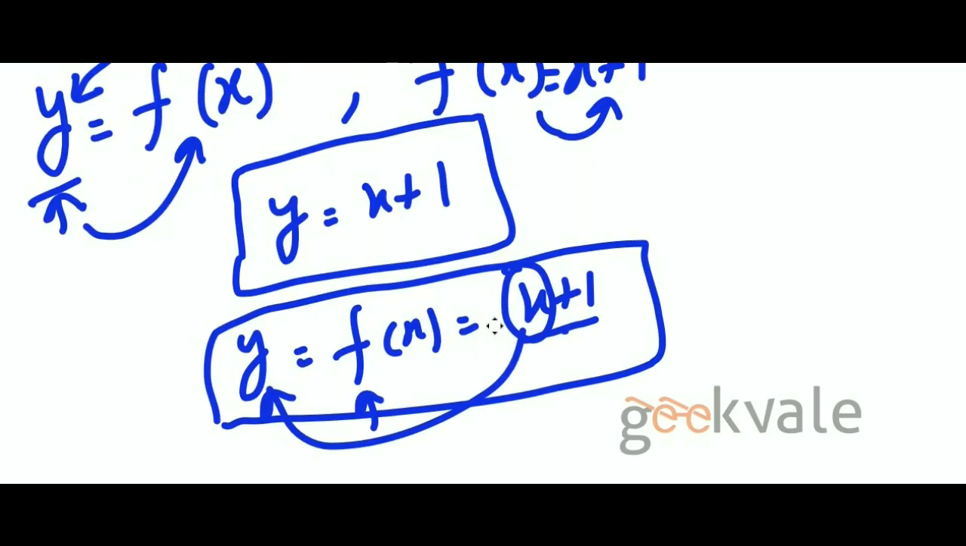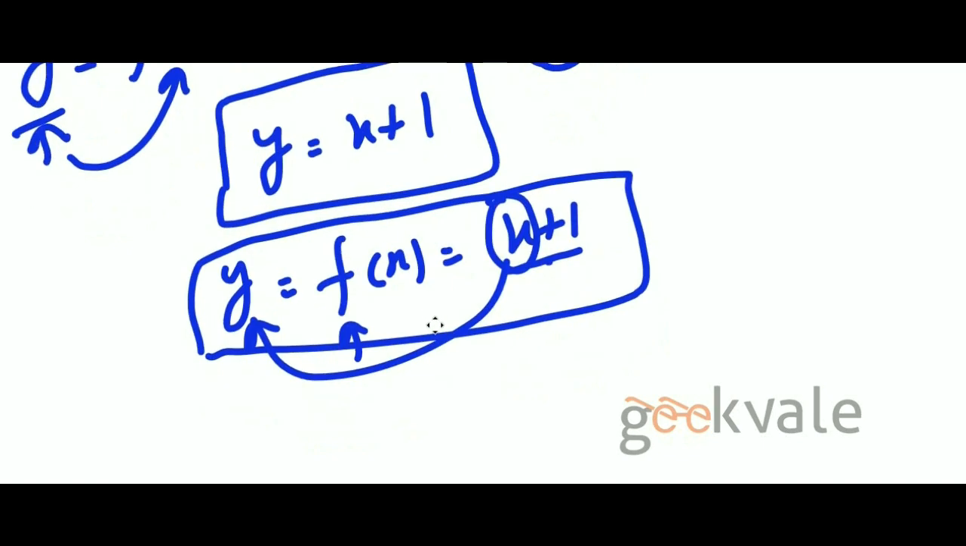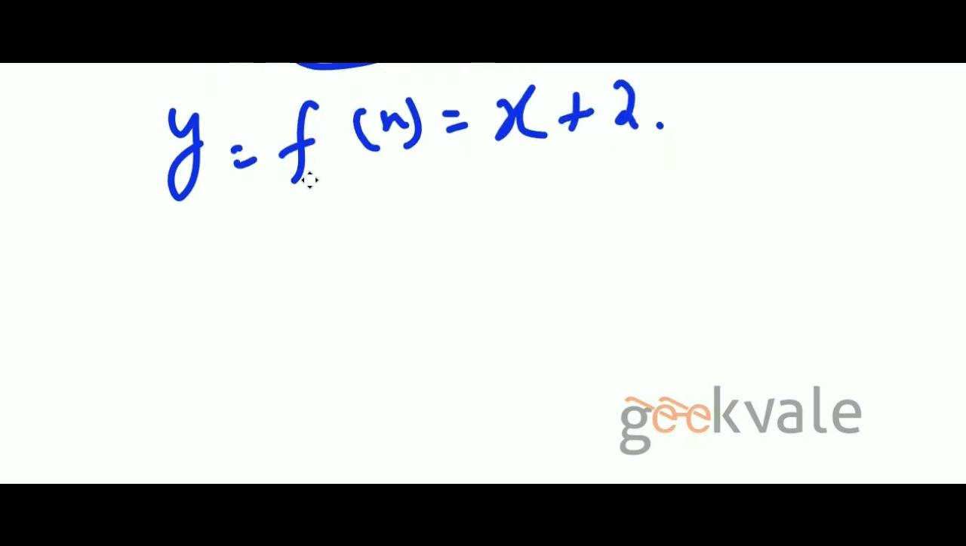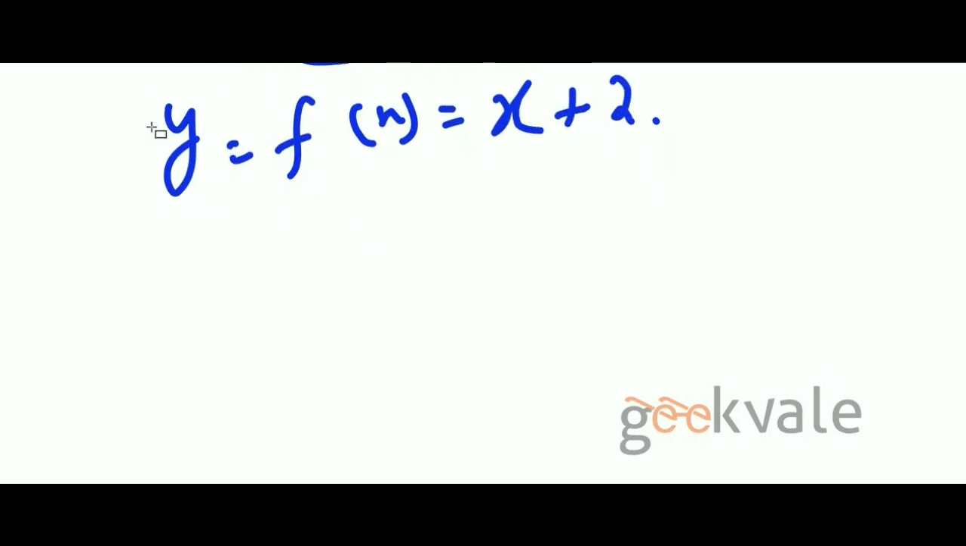to f of x, or f of x equals x plus 1. These are all the notation. Now, one representation can be the rule, as in y equals f of x equals x plus 2, say. Another representation could be the function table. Very important representation: function table.